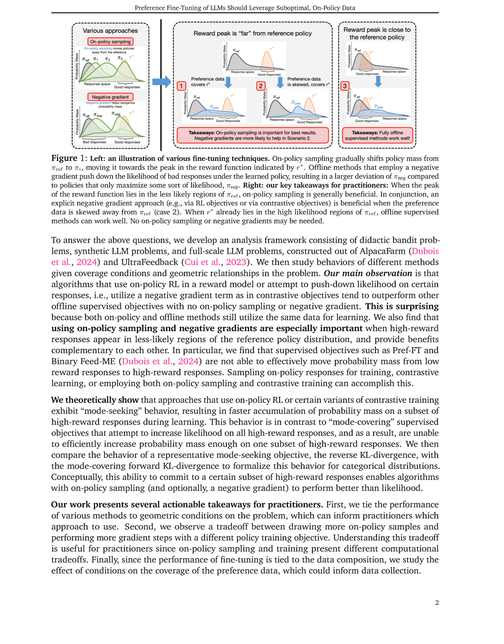On-policy sampling and negative gradients are crucial, especially when high reward responses are in less likely regions of the reference policy distribution. These methods exhibit mode-seeking behavior, accumulating probability mass on a subset of high reward responses efficiently. The study provides actionable insights for practitioners, highlighting the trade-offs between on-policy sampling gradient steps and different policy training objectives.